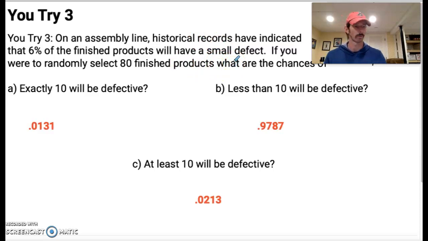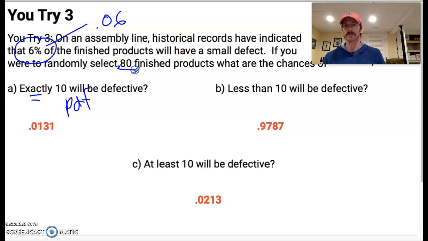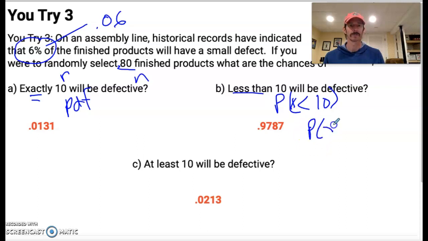You should have gotten 0.131 and 0.0131, 0.9787, and 0.0213. This is exactly 10 right here. So that would be an equal to, so that would be a PDF function. And make sure you put that in as 0.06. There is your n value, and that would be r. Less than 10 is less than 10. So in your calculator, you would have to realize that you don't care about the 10th one. You start at the 9th and go, and so this would be a CDF, and you would have to use 9.